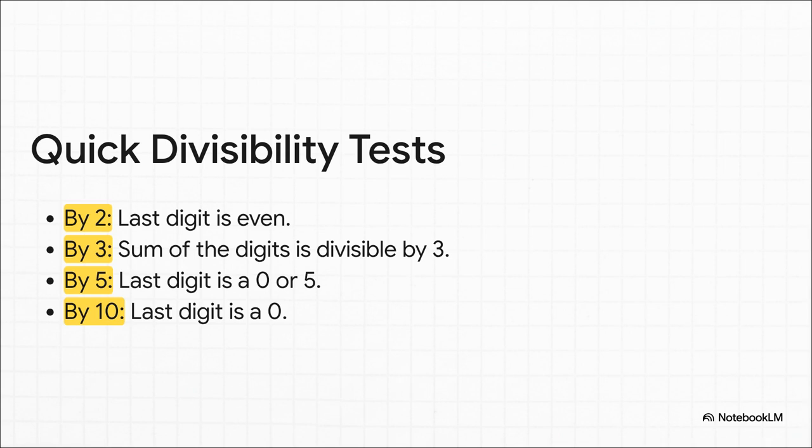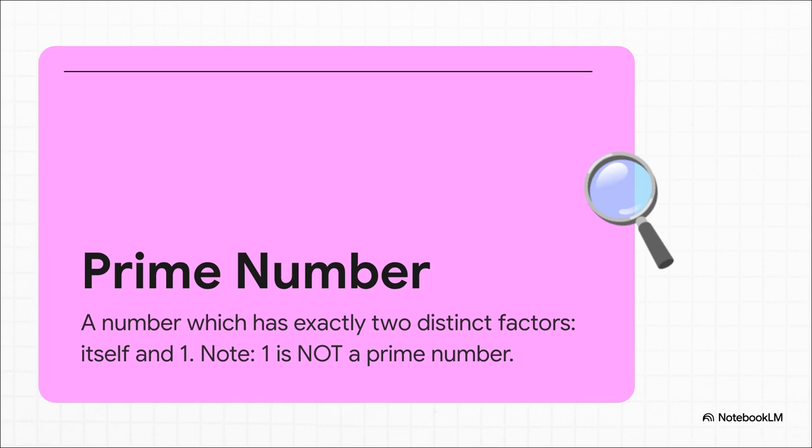They're lifesavers. And all this talk of factors leads us to the real superstars of the number world, prime numbers. A prime number is special because it has exactly 2 factors, 1 and itself. That's it. It can't be broken down any further. Now, this next bit is crucial, so listen up. 1 is not a prime number. Why? Because it only has 1 factor, itself.